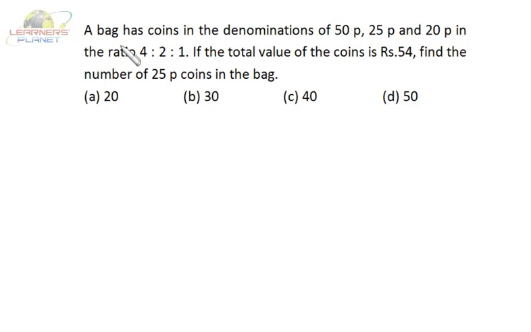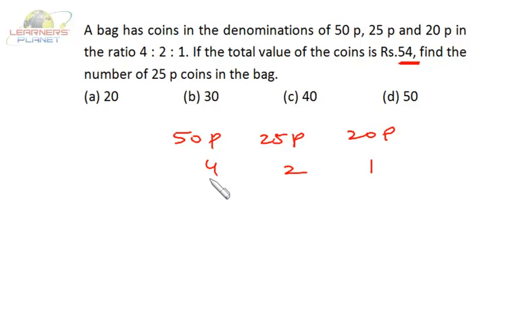Now, in this question, a bag has coins in the denominations of 50 paisa, 25 paisa and 20 paisa in the ratio 4 is to 2 is to 1. The ratio is 4 is to 2 is to 1. Friends, in this question we have been given the ratio of the number of coins, but the total value is given in rupees. So from this ratio we have to find out the rupee ratio. That means we have to convert this number into rupees.